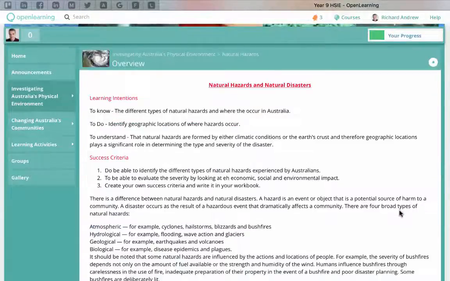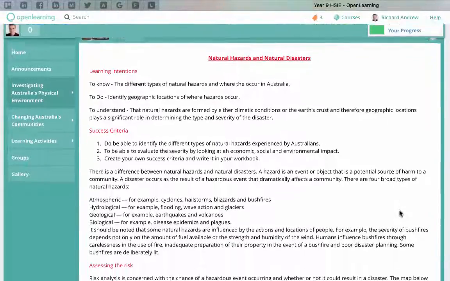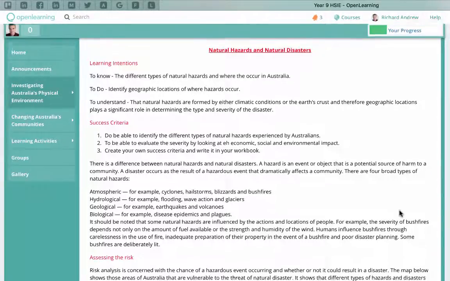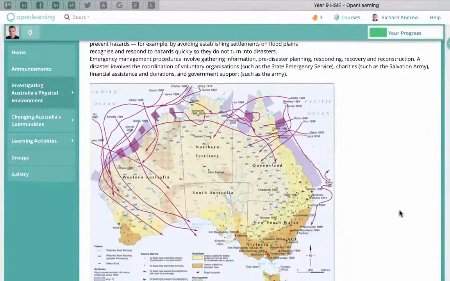We then moved on to natural hazards and natural disasters, which was their assessment task. So at some stage I did say to them, I need you to stop where you're up to and move to natural hazards so that you can be prepared for the assessment task. And so then they moved through this section here.